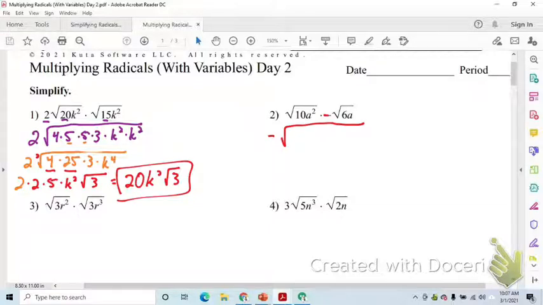Why not show an example of just multiplying it out? All right, 10 times 6 is 60. And then a squared times a is a to the 3rd. All right, now I have to break this down. So this is what we're going to do here. That negative stays there. 60 is the same thing as 4 times 15.